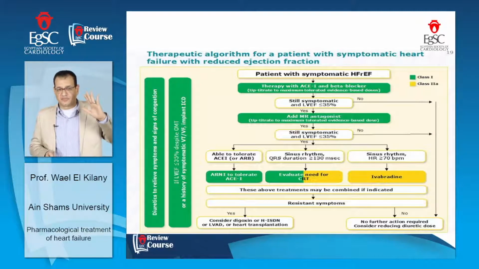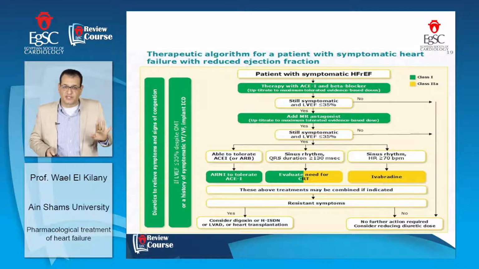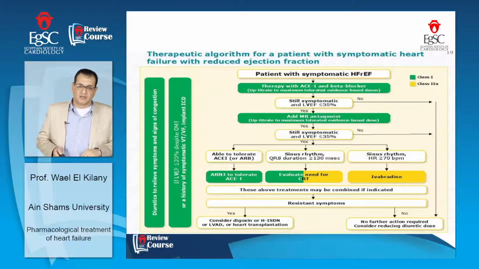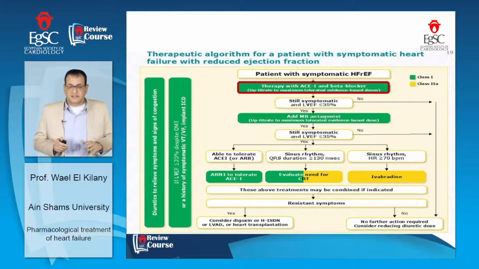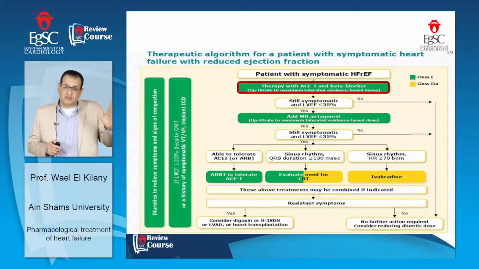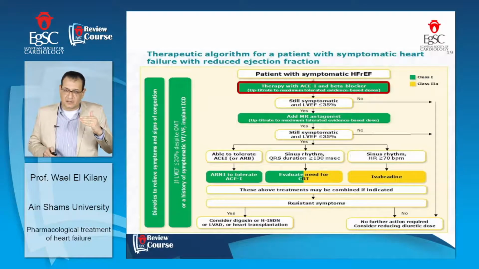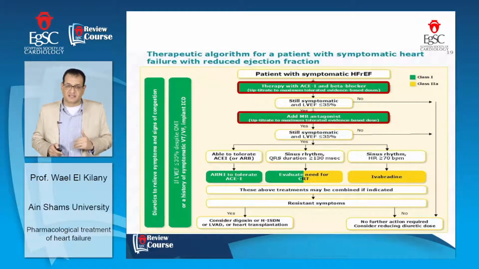So, first of all, we start by diuretics for all patients for symptom relief or for relief of congestion. And of course, diuretics work by decreasing preload. Next is ACE inhibitor, beta blocker. And if the patient is still symptomatic after giving ACE inhibitor and beta blocker, you start an MR antagonist, or mineralocorticoid receptor antagonist. This is the second step.